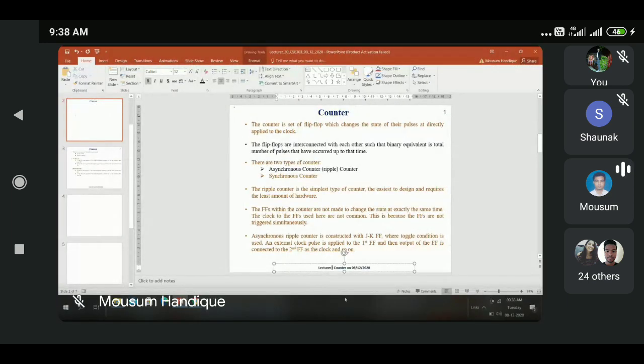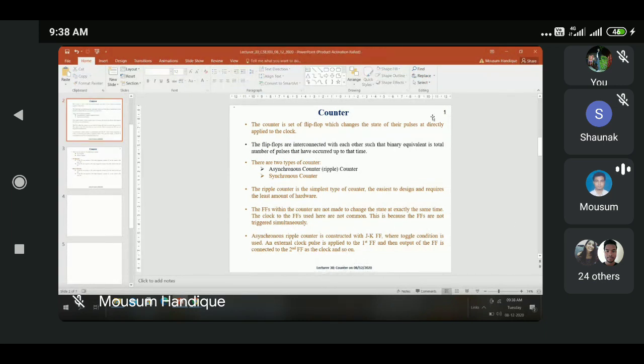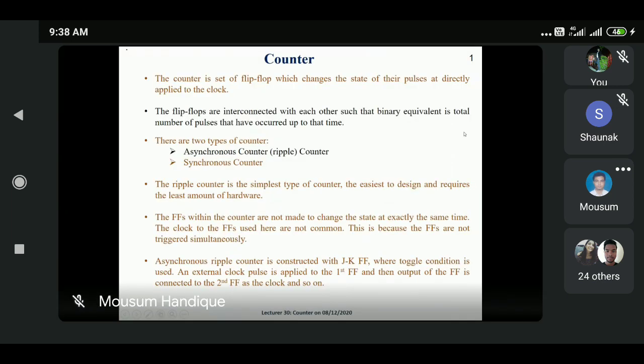Today is the 30th class. More than 30 classes have already been completed, but I am not maintaining the sequence. Now what happened? Without the concept of flip-flop, the concept of state table, and the concept of state equation, we cannot design the counter.